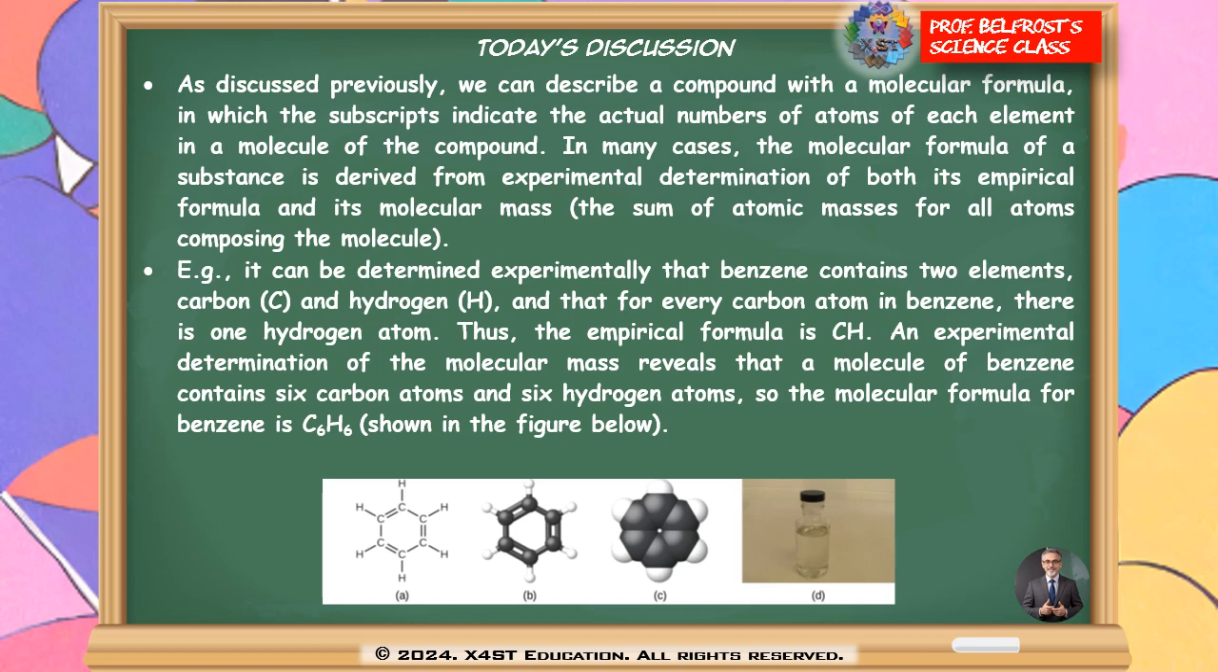Be very careful. An experimental determination of the molecular mass reveals that a molecule of benzene contains 6 carbon atoms and 6 hydrogen atoms. So the molecular formula for this is C6H6, which is shown in the figure. Pay attention, it has a resonance structure.